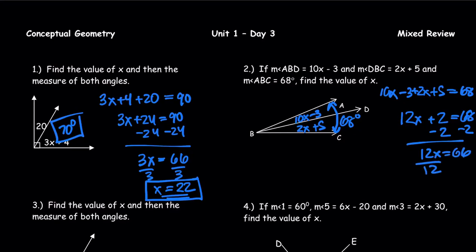Divide by 12. You can whip out the calculator on this one. That's going to give me 5.5. And the directions here just say value of x. It doesn't say go back in and find the angles. So once I get x, I'm done.